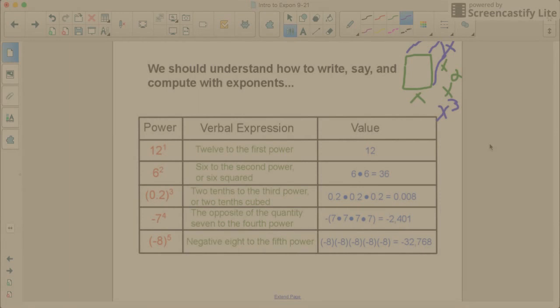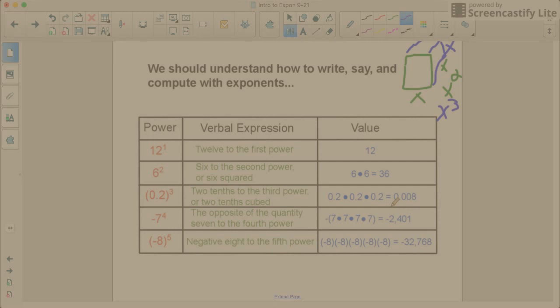For -7 to the 4th power, it can be read differently. In this example, only the 7 is being multiplied to the 4th power, and then taking the negative of. So you can see and count that there are 1, 2, 3, 4 sevens that are multiplied together and then is multiplied by a negative to give us negative 2,401.